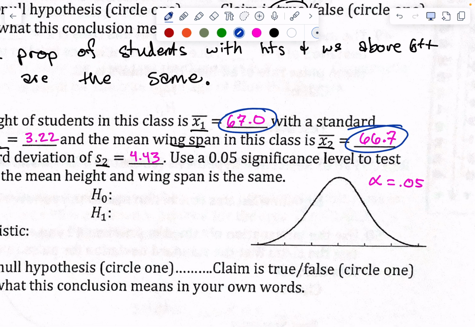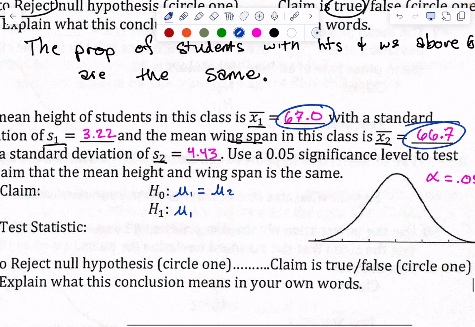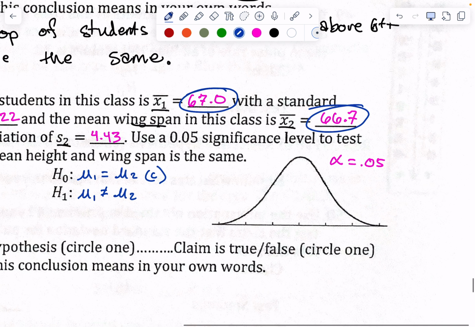Okay, so we say that mu1 is equal to mu2, yeah? And mu1 is not equal to mu2. Which one is the claim? The first one. The claim goes with the top. Left tail, right tail, two tail? Two tail. What percent in each? 2.5. 2.5.